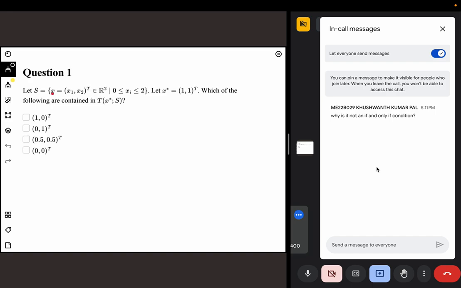So there is a set S where x is in R2 such that 0 ≤ xi ≤ 2, and I have a point (1,1). Which of these points are contained in the tangent cone of this particular point and this particular feasible region?